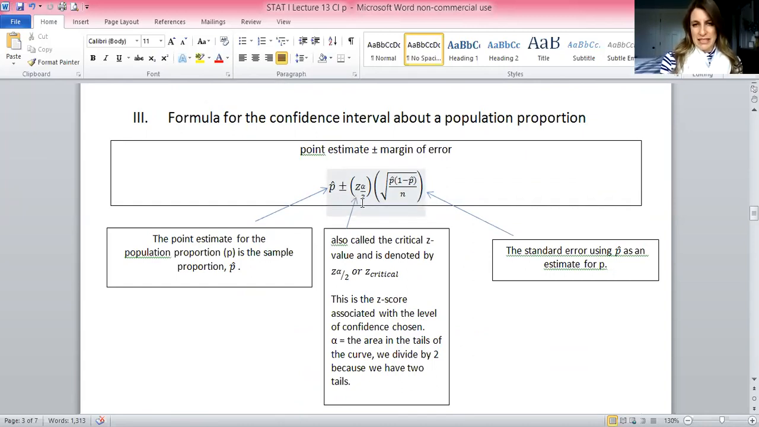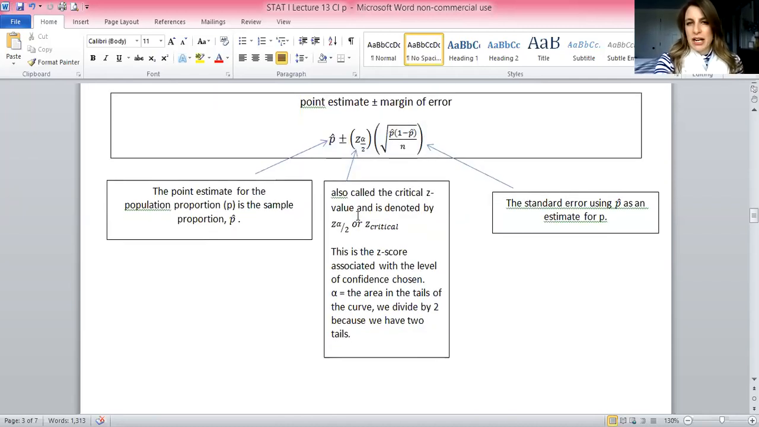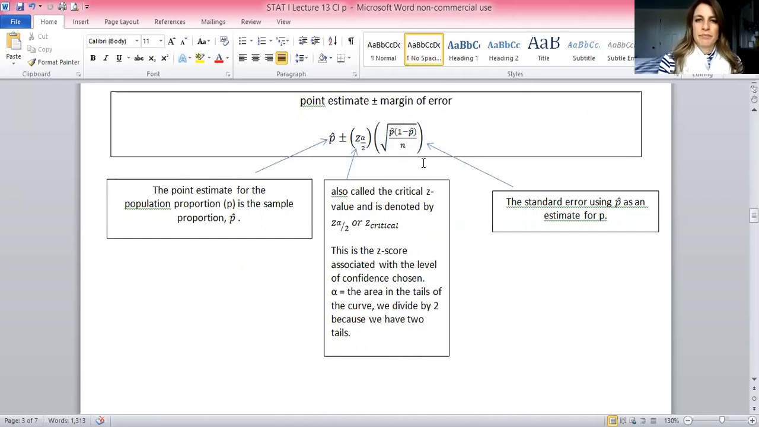This value right here is my z at alpha divided by 2. Remember what I said, alpha was the area in the tails. I divide by 2 because I have 2 tails and we want the middle. This is what we call the z-score, the z-critical value. These are set values for certain percentages, and I will show you that here in a minute. And then, of course, my standard error calculation, which we already know.